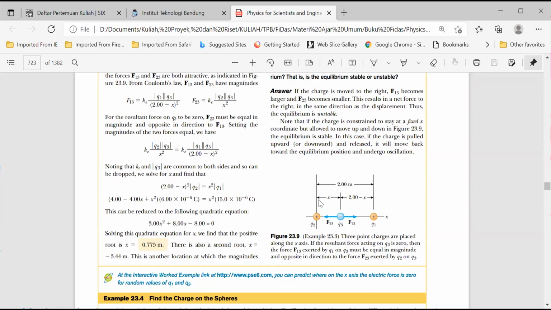So let us assume that the distance between Q2 and Q3 is x. Because the distance between Q2 and Q1 is 2 meters, the distance between Q3 and Q1 is 2 minus x. So we have this formula here.